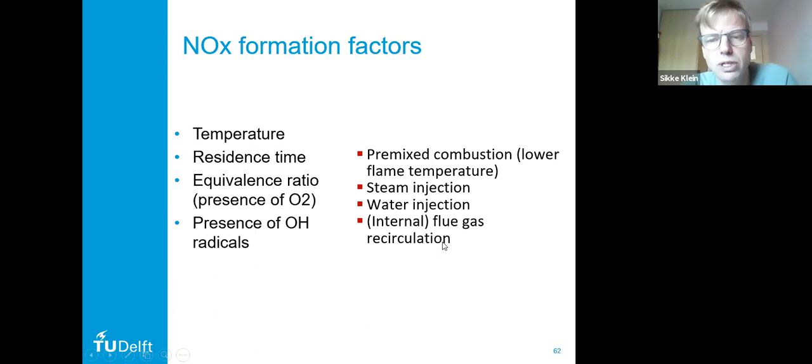Another thing you can also do, and we are also studying that at TU Delft, is to recirculate the flue gas partly over the system, you reduce the amount of O2, so oxygen, in the system. And if you have less oxygen in the system, you will have less drive for NOx formation. So internal flue gas recirculation might also be an option to reduce NOx. It also has a partial effect of lowering the flame temperature. It can either be internal or external flue gas recirculation. So these are the four main methods to reduce NOx formation from combustion. And if you nowadays look at modern gas turbine engines, they normally use premix combustion.